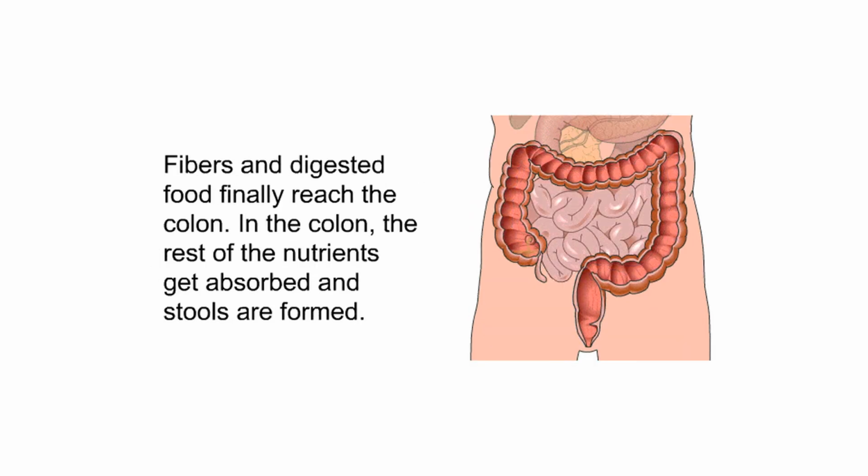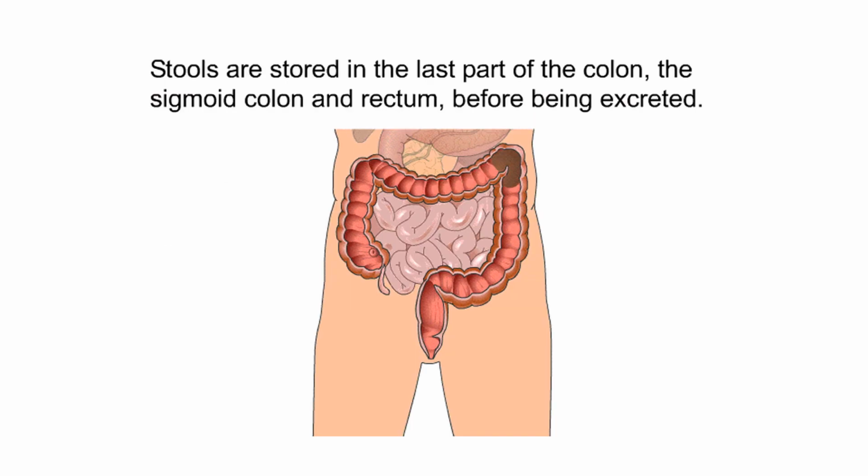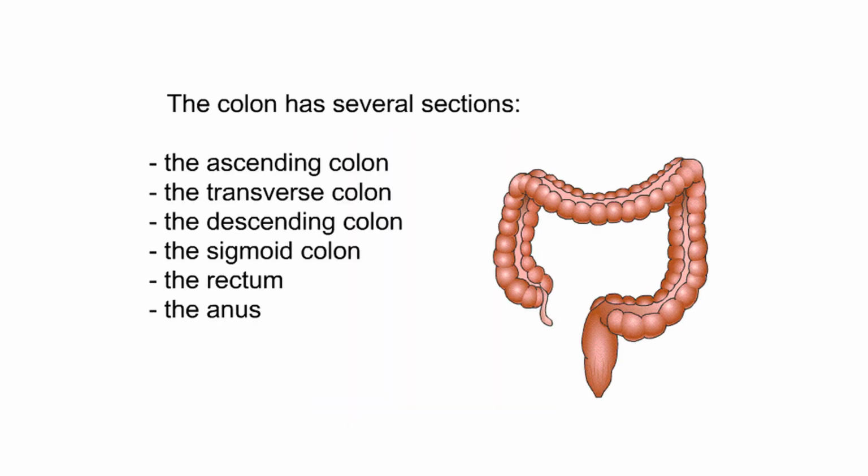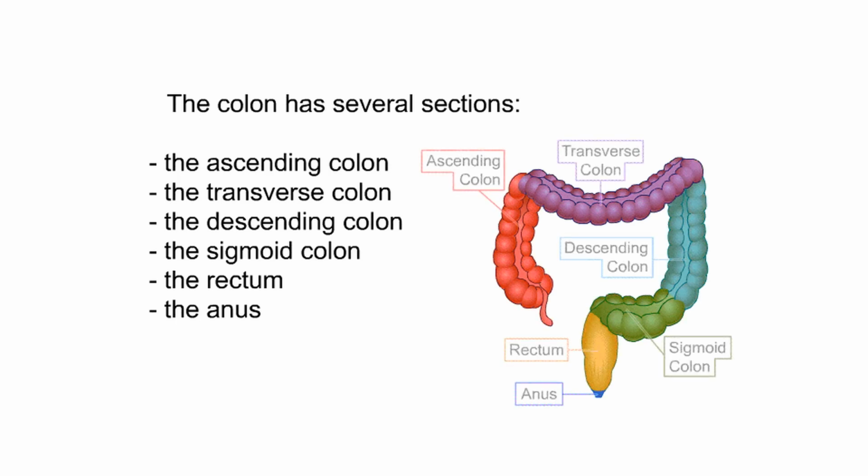Fibers and digested food finally reach the colon. In the colon, the rest of the nutrients get absorbed and stools are formed. Stools are stored in the last part of the colon, the sigmoid colon and rectum, before being excreted. The colon has several sections: the ascending colon, the transverse colon, the descending colon, the sigmoid colon, the rectum, and the anus.